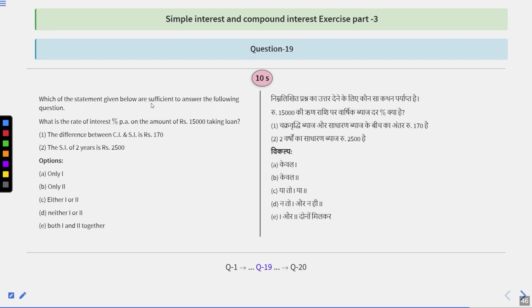Which of the statements given below are sufficient to answer the following question? What is the rate of interest per annum on the amount of rupees 15,000 taking loan? First one is the difference between compound interest and simple interest is rupees 170, and second is simple interest of 2 years is 2,500. You have 5 options and 10 seconds to analyze the question. Your time starts now.